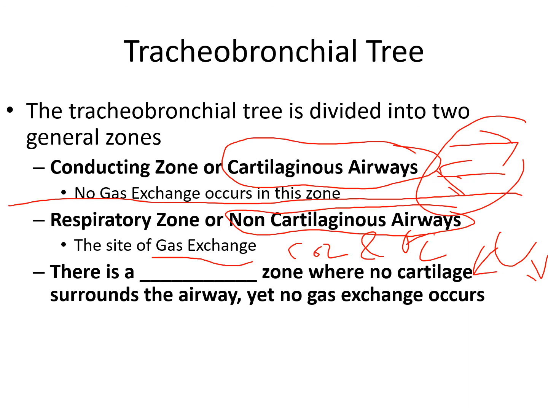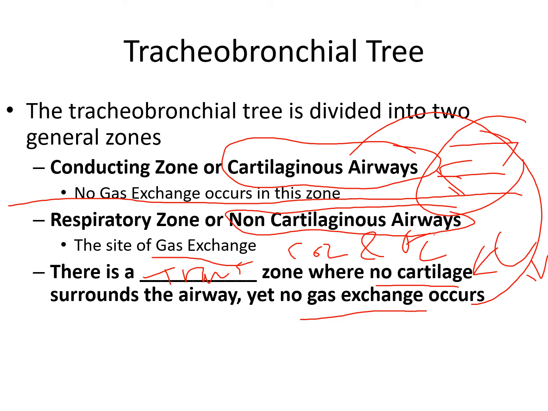Now here's a caveat. I know it's just like learning English. We're like, hey, this is the rule except for this, and this exception, right? There is another zone, and this is called the transition zone. So the transition zone is where there's no cartilage, but they don't exchange gas yet. So this is actually considered part of the conducting zone because this is still where gas moves but doesn't exchange gas. It doesn't exchange CO2 and O2 with the bloodstream. There's no communication with the bloodstream in the conducting zone. There's no communication with the bloodstream in the transition zone either.